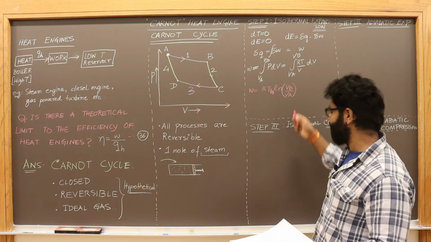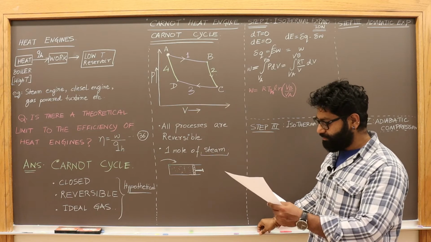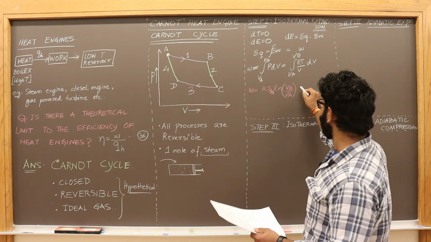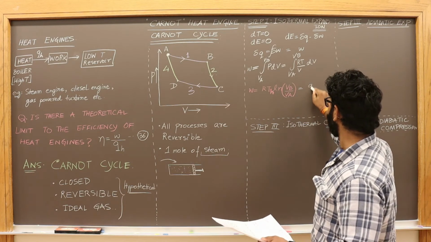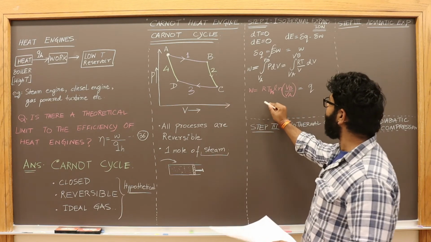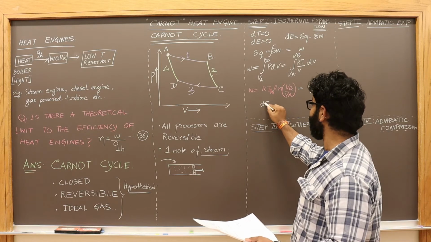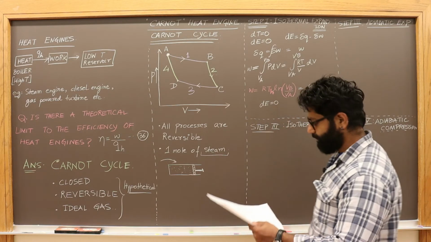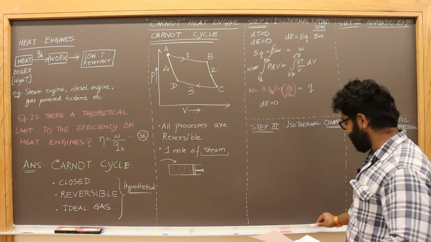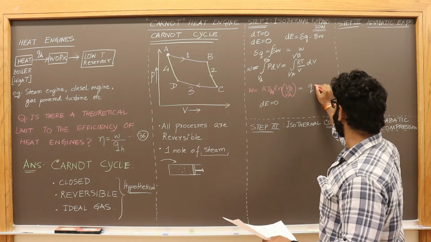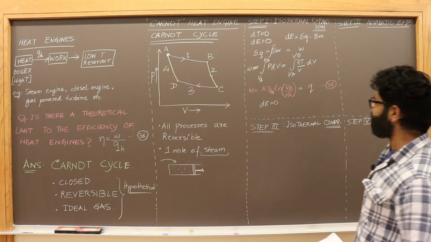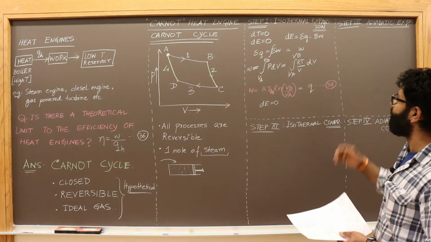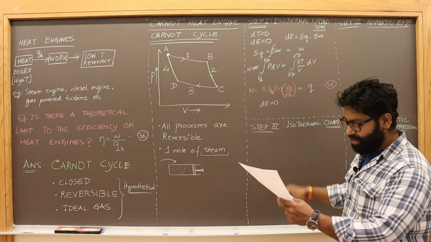So this is the work done, and we exactly know that this will be equal to the Q of the system. Why? Because the delta E is equal to 0. Okay, so let's make this equation 37. It's pretty simple, right? It's just an isothermal expansion. We have done this before, so we get this.